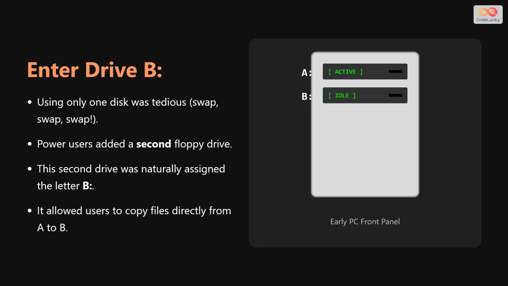Using a single floppy drive was a hassle. If you wanted to copy a file from one disk to another, you had to constantly swap them in and out of the same drive. To solve this, power users and businesses would install a second floppy drive. Following the sequence, this second drive was assigned the letter B. This allowed users to run a program from drive A and save their data to a separate disk in drive B.